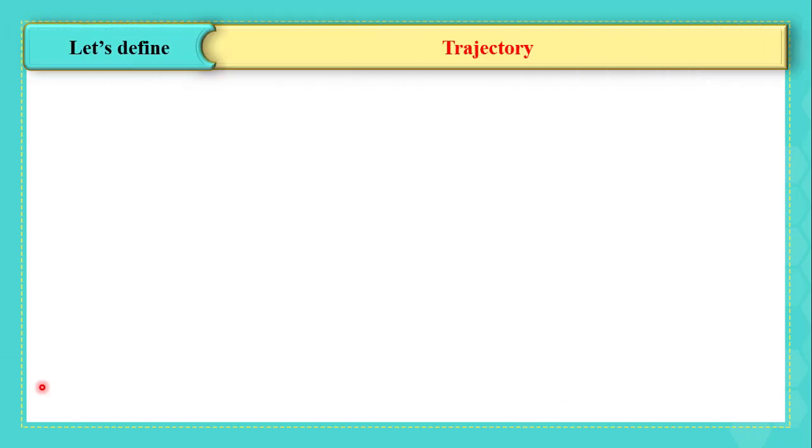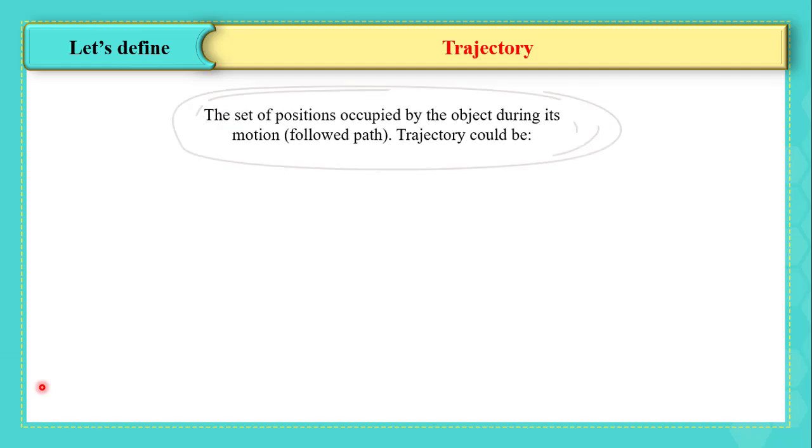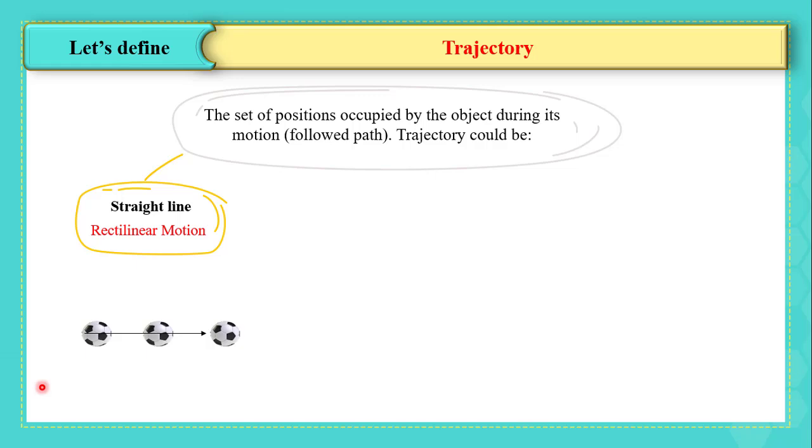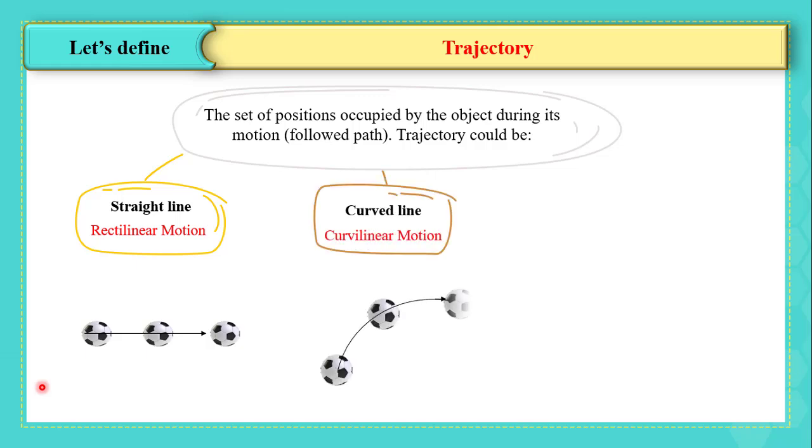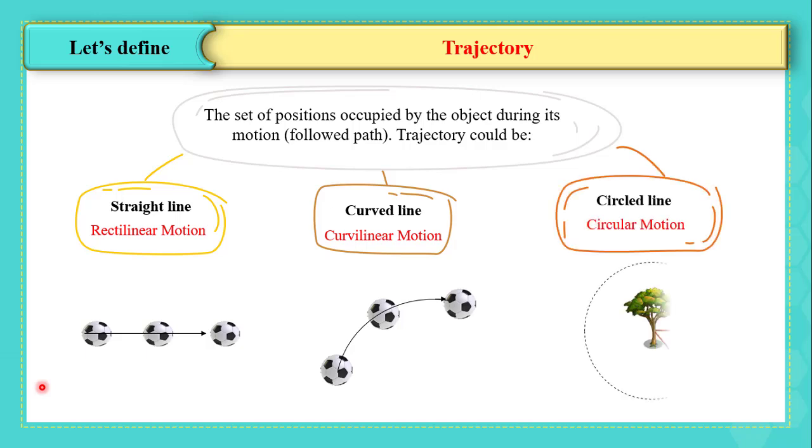Any moving object follows a certain trajectory. The trajectory is the set of positions occupied by the object during its motion, the followed path. A trajectory could be either a straight line, where the motion is rectilinear motion, or a curved line, where the motion is curvilinear motion, or a circular line, where the motion is circular motion. In this year, we are only interested in studying rectilinear motion, where the trajectory is a straight line.